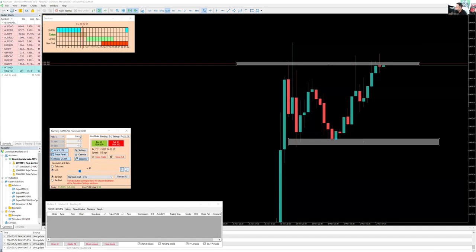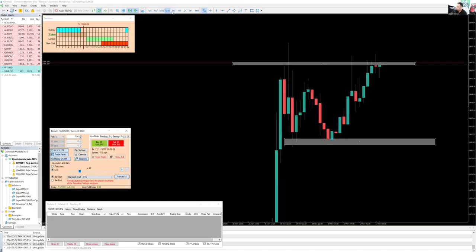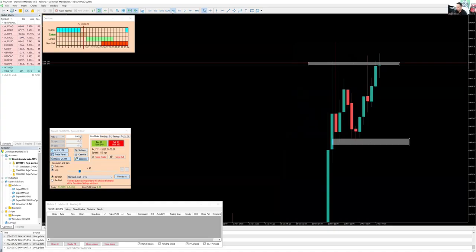So what do we need to wait for? We need to wait for some sort of a support to form, that support to break, and then I think a sell would be much better at that point. Let's wait for the candle to close. Yeah, we're just consolidating here now. Nothing happening.